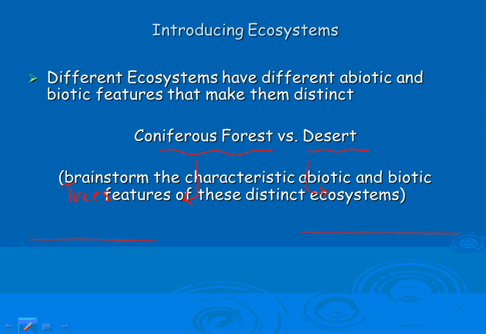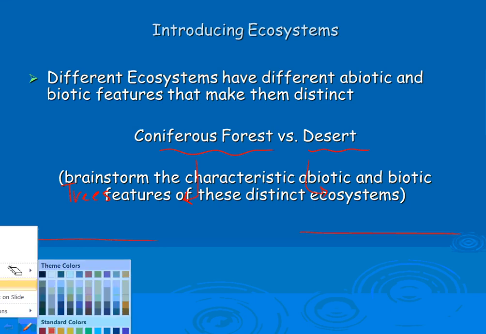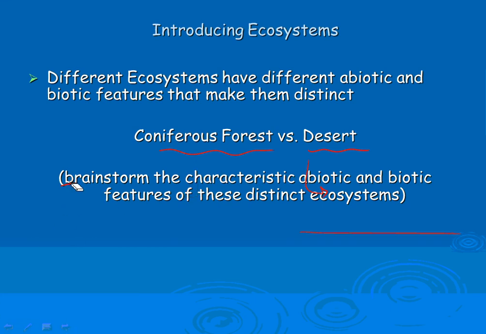So what I want you to do now, again, take a minute, pause this video right here and brainstorm some of the characteristic abiotic and biotic features of these very different ecosystems. What is typical for a coniferous forest? What is typical for a desert? Both biotic and abiotic. So brainstorm some of these things, and you can pause the video now, and when you're done coming up with these characteristics, come back and continue.